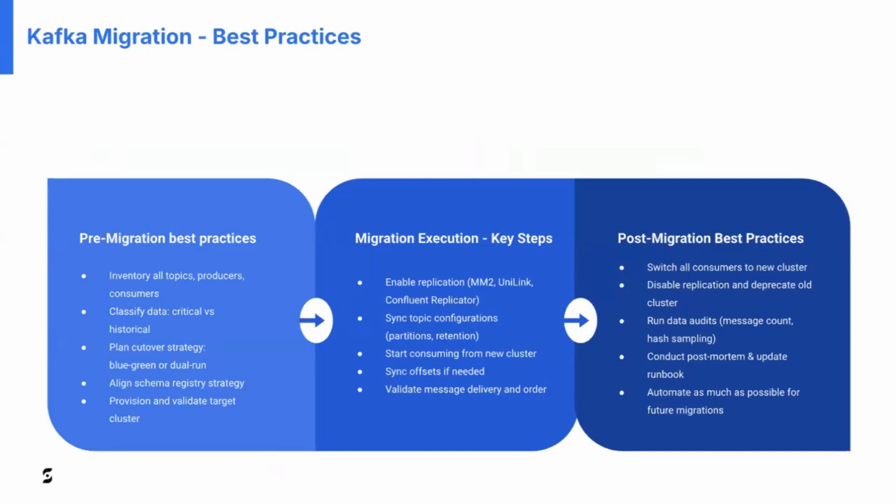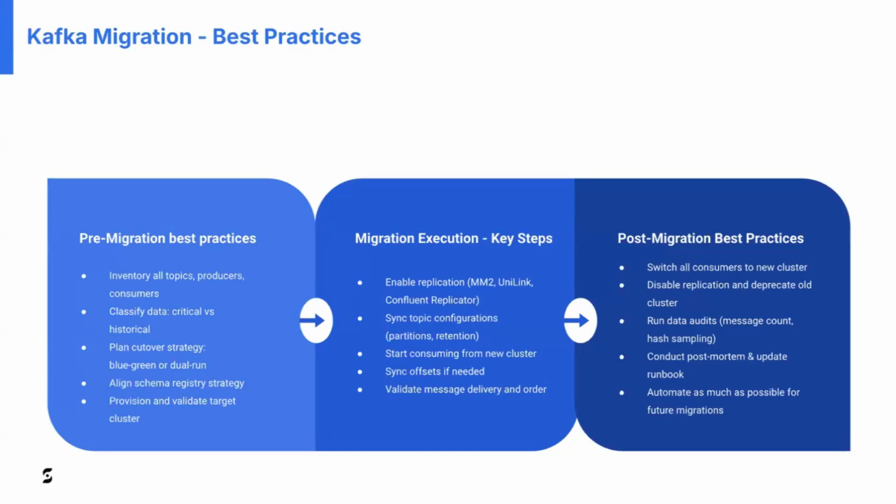So here are some bullet points in each phase that I want to touch on really quick. In pre-migration, the key in our experience is visibility. Start by listing all topics and identifying producers and consumers. This helps to prioritize what needs to move and what can wait. Next, you can classify your data. Some topics are mission critical and others are archive logs, so you can focus your attention accordingly.